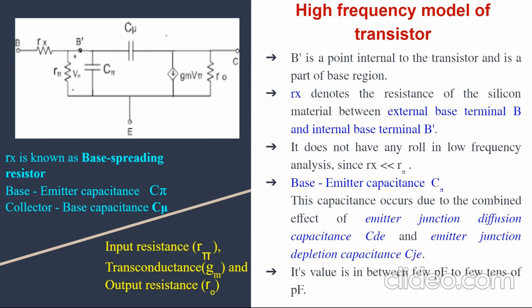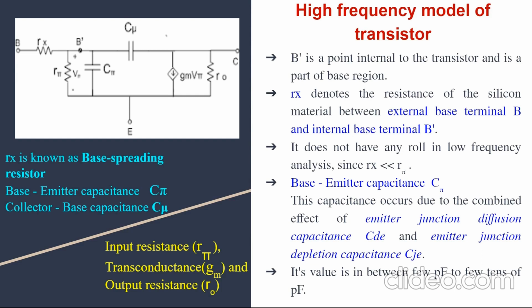So in the figure, the point B dash is a point internal to the transistor and is a part of the base region. The Rx resistor denotes the resistance of the silicon material between the external base terminal B and the internal base terminal B dash. Its value is usually less than 100 ohms and has a significant effect in the high frequency response. It has no role in the low frequency analysis since the Rx value is very much less than the R pi value.